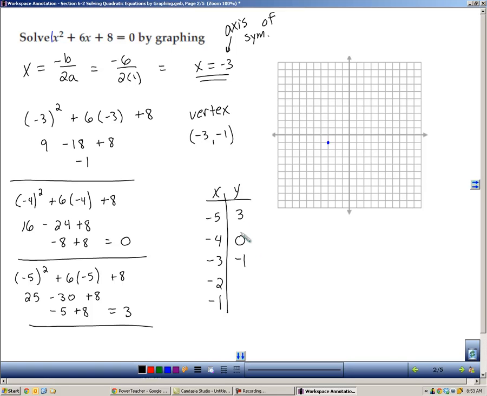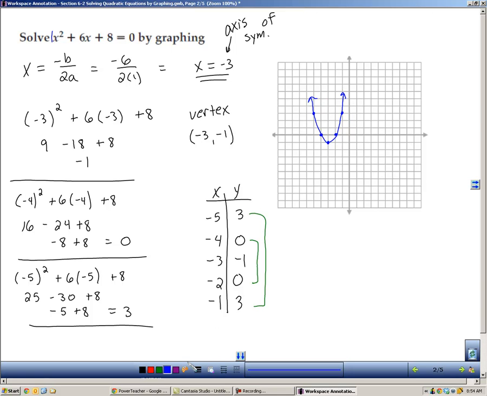Now, because parabolas are symmetrical, we know that the y value has to be 0 for the point on the other side of the vertex. And we also know that the y value that's 2 units away has to be 3 on the other side of the vertex, at -1. So I'm going to finish sketching my parabola by graphing these 5 points.